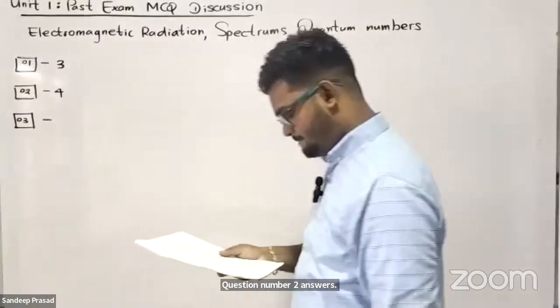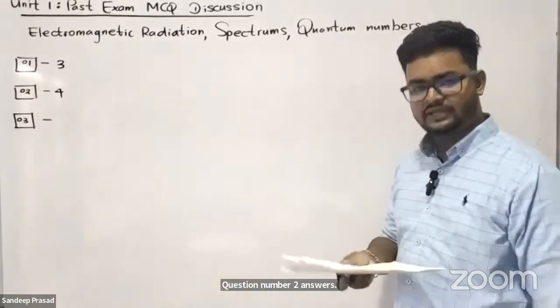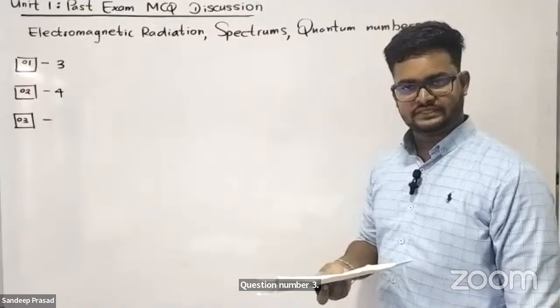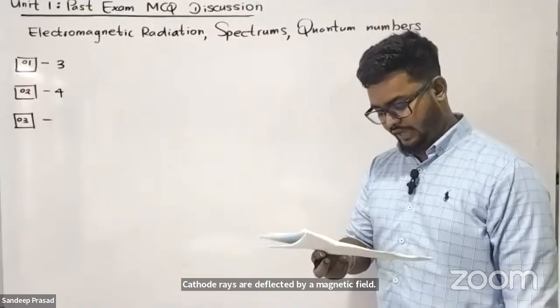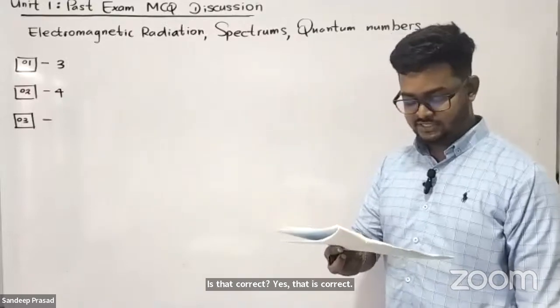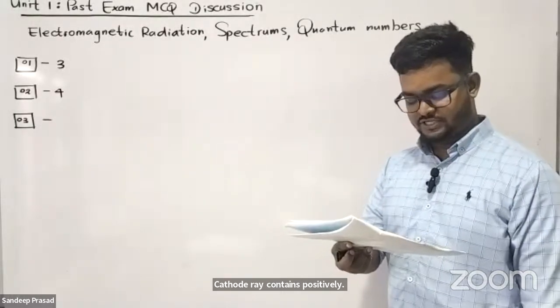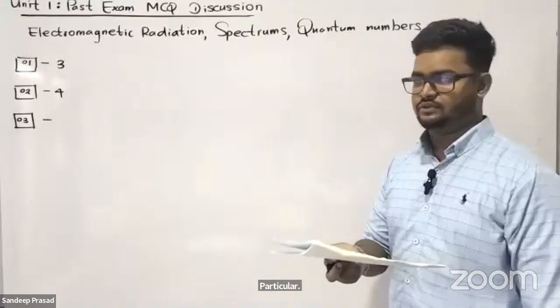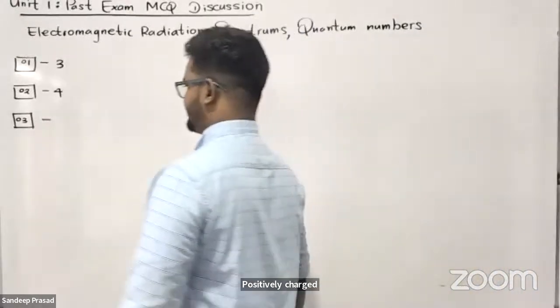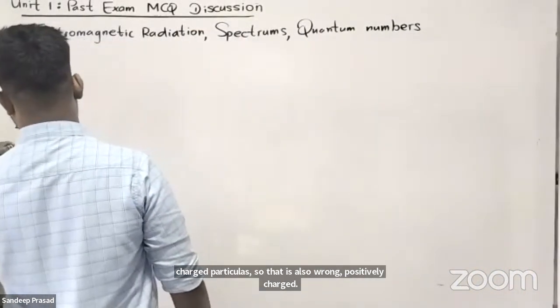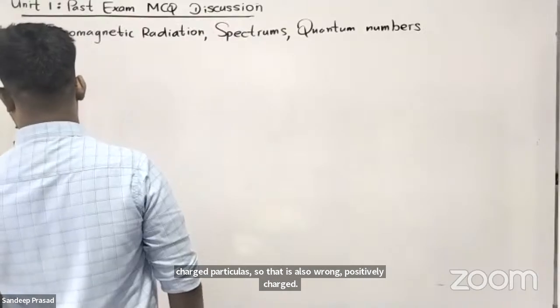Question number three. Cathode rays are deflected by a magnetic field. Is that correct? Yes, that is correct. Cathode ray contains positively charged particles, so that is also wrong. Cathode rays are not positively charged. The first statement is correct, therefore the answer is the first one. Question number four.